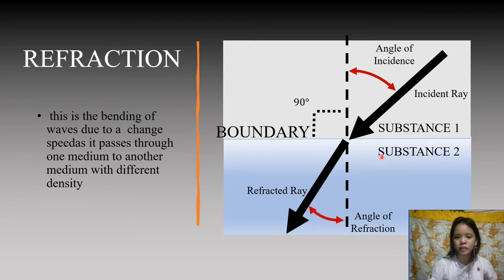So this line is the boundary. And we have one substance and two substances. One is gas and one is liquid. So this is the incident ray, and the angle created by the incident ray is called the angle of incidence, while this is the refracted ray, and the angle created by the refracted ray is the angle of refraction.